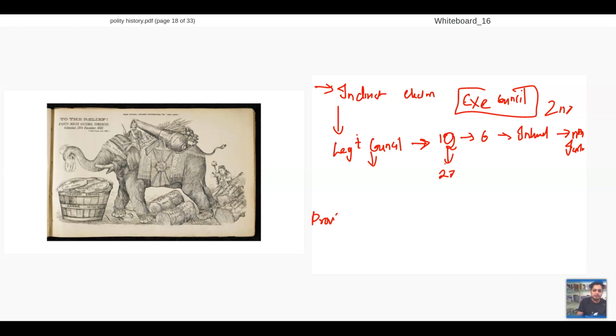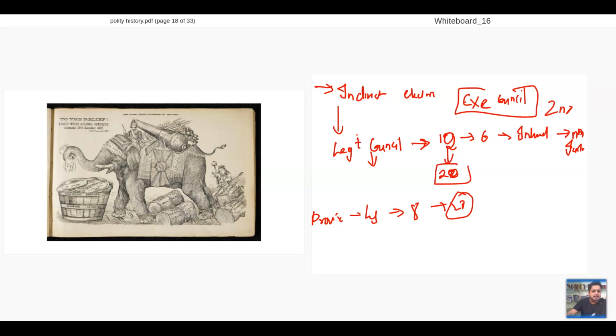Provincial legislation had 8 members. They made that also into 20. Clear till here? They had 8 members, and they made that also into 20. So that is indirect elections.